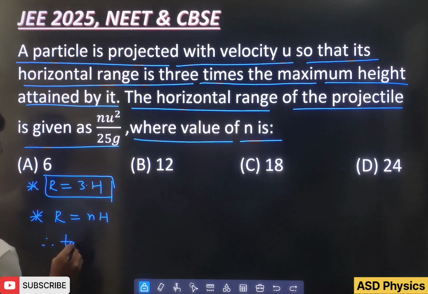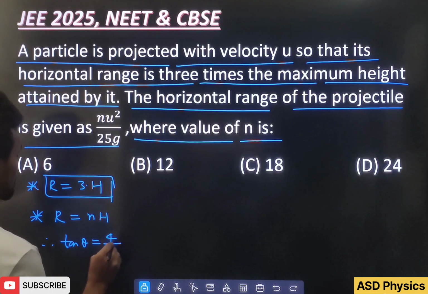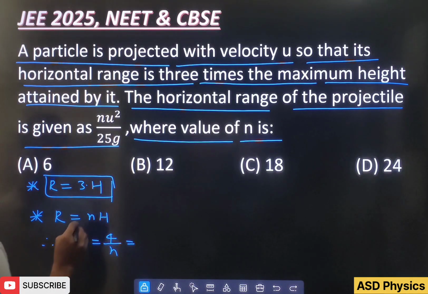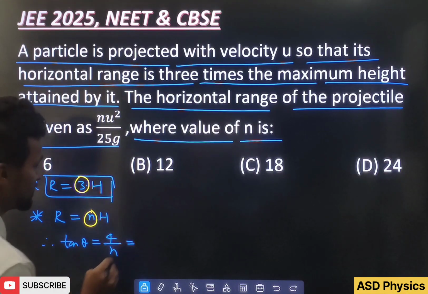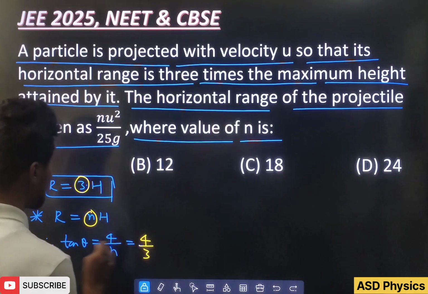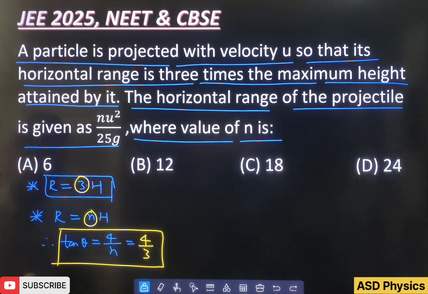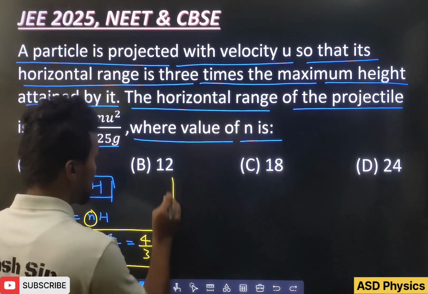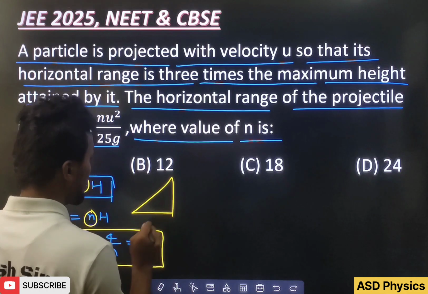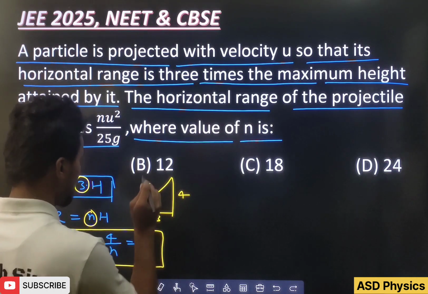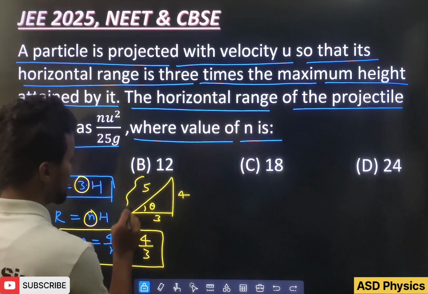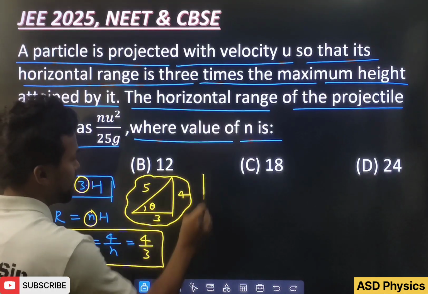in this situation tan theta is 4 by n. But what is the value of n when you compare with 3? So I can write tan theta is 4 by 3. Even I can draw one triangle here: opposite by adjacent, this is 4, this is 3. If this is 4 and this is 3, this will be 5, and this is the angle theta. So I have drawn one basic triangle.